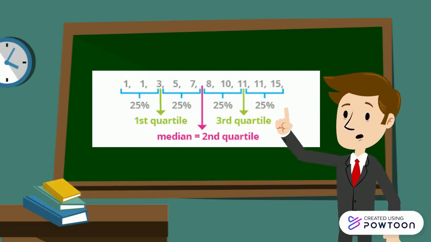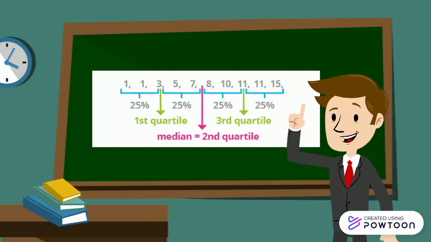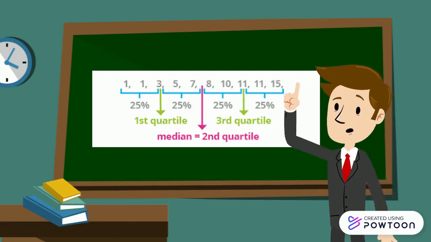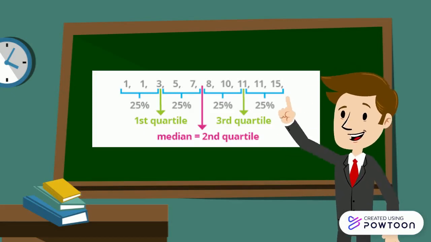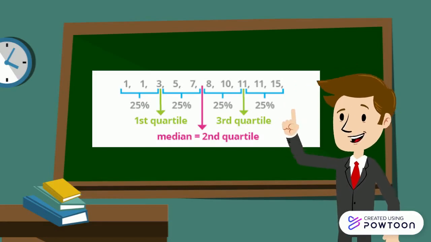Let's look at what they are. Second quartile is easy to find as it's just the median of the data. The first quartile can be found using the formula (n plus 1) divided by 4. The third quartile can be found using the formula 3 times (n plus 1) divided by 4.